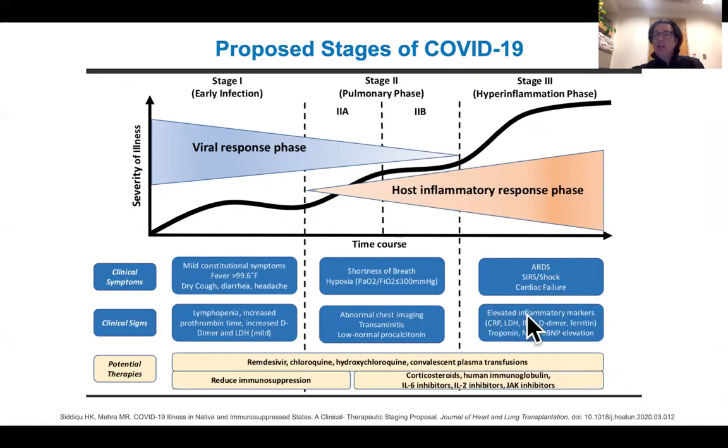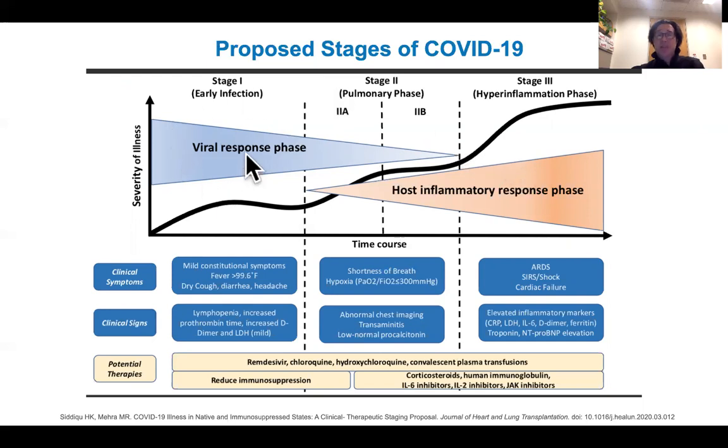These patients are categorized by having elevated inflammatory markers such as CRP, LDH, IL-6, D-dimers, and ferritins, and they can also have evidence for cardiac injury with troponin and elevated NT-proBNP. In the early viral response phase, the constitutional symptoms seem to predominate, and clinical signs of a viral infection like lymphopenia or elevated D-dimer and mild elevations in LDH predominate. In the pulmonary phase, this is where shortness of breath and hypoxemia predominate, and abnormal chest imaging as well as other findings occur.